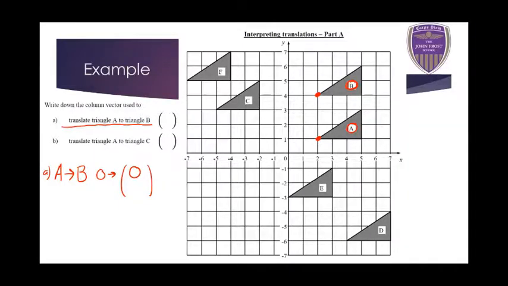So now I know I'm below B. Do I have to move up or down now? I have to move up. So I know it's going to be a positive number. How many times do I have to move up?